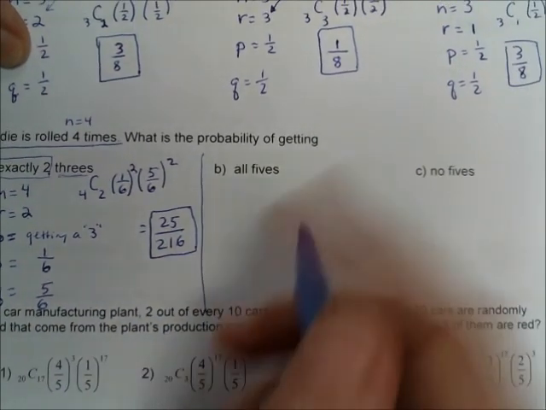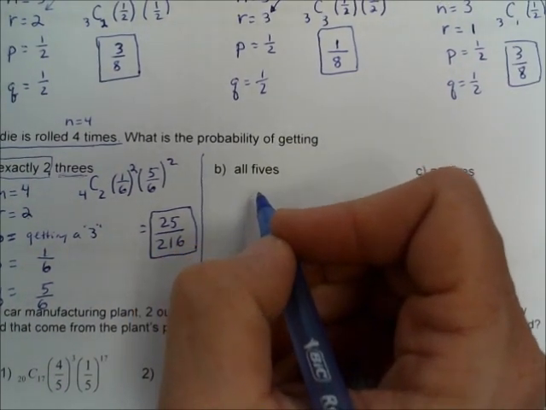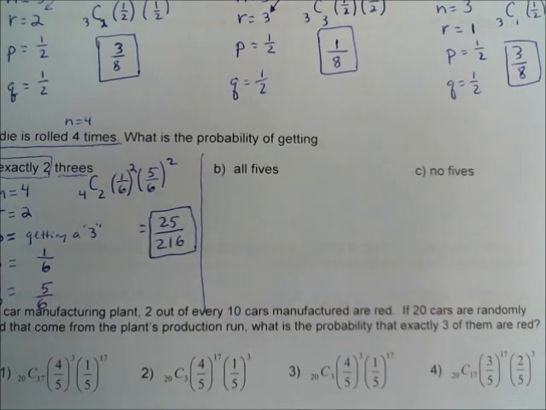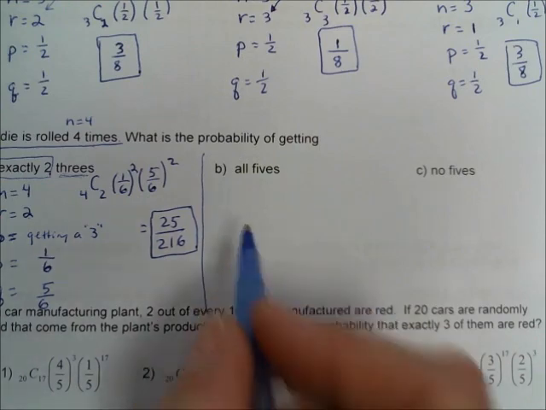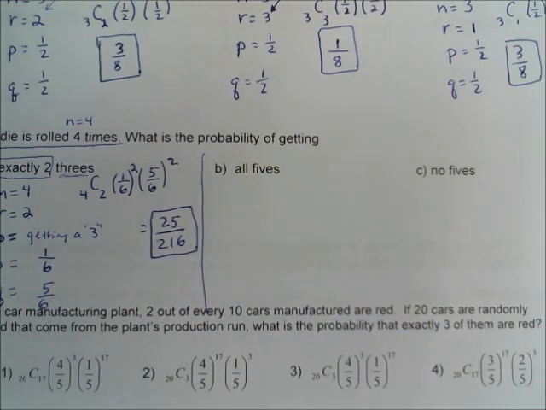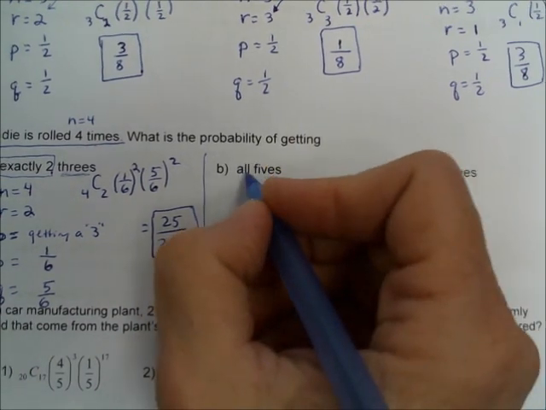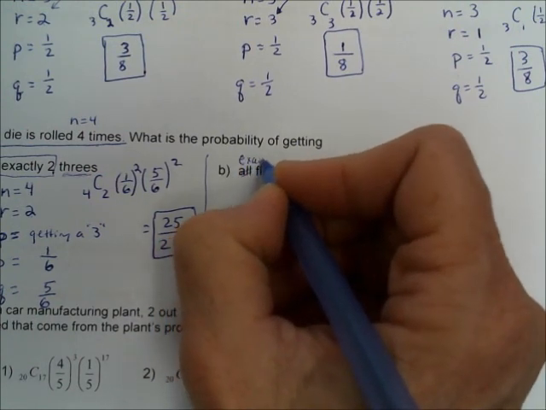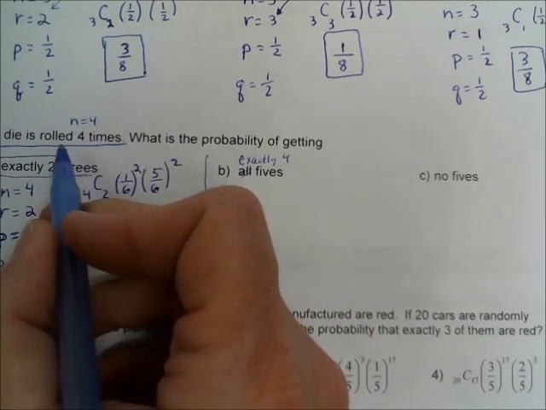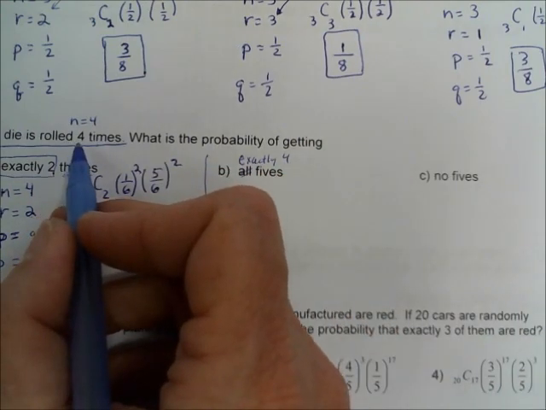Okay. What about getting all 5s? So you're rolling a dice 1, 2, 3, 4 times. It's the same thing as rolling 4 dice 1 time. This is almost like Yahtzee. What's the probability of getting all 5s? So all of them means exactly 4, right? If we want all 4 of them to be 5s, you need 4 5s.